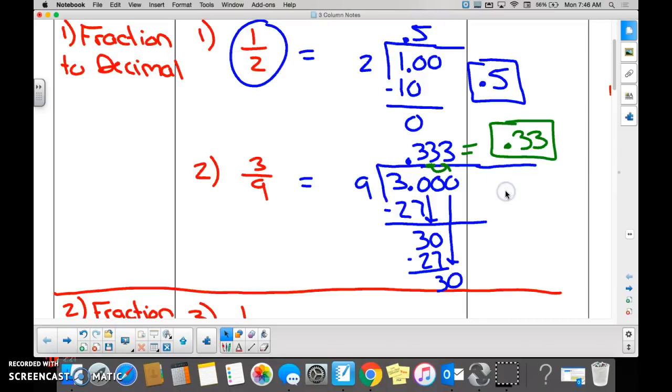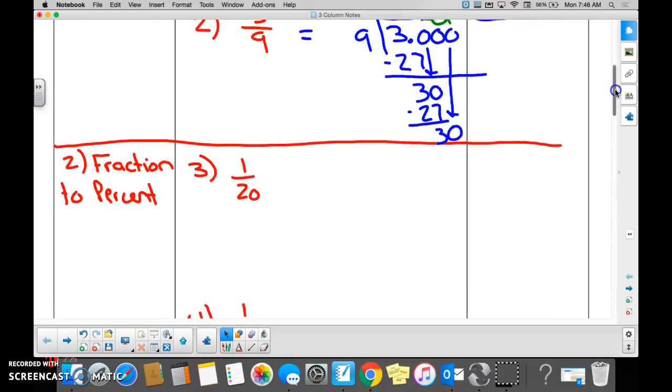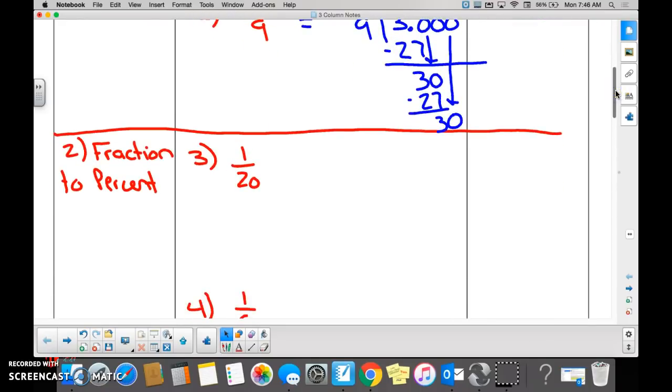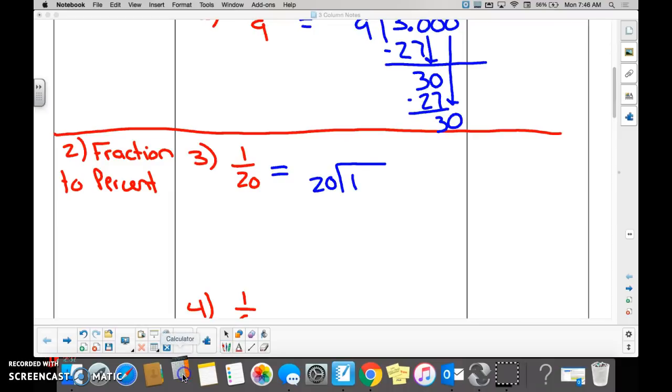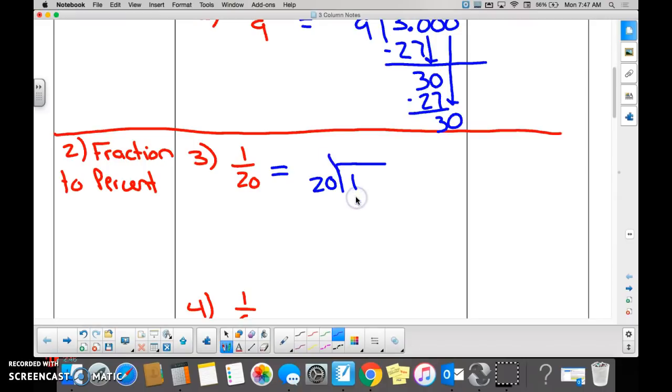We're good to go. Second one, fraction to percent. Now, to convert from a fraction to a percent, you first of all have to get a decimal. So 1 over 20: 1 goes in the box, 20 goes outside the box. But as I told you, you don't need to show your work this week. You can just use a calculator. We're going to take 1 and divide it by 20. The answer is 0.05. So again, no need to show your work. My answer is 0.05. That is not a percent.